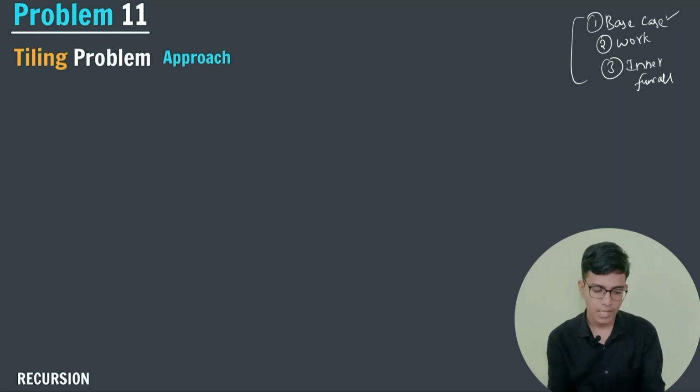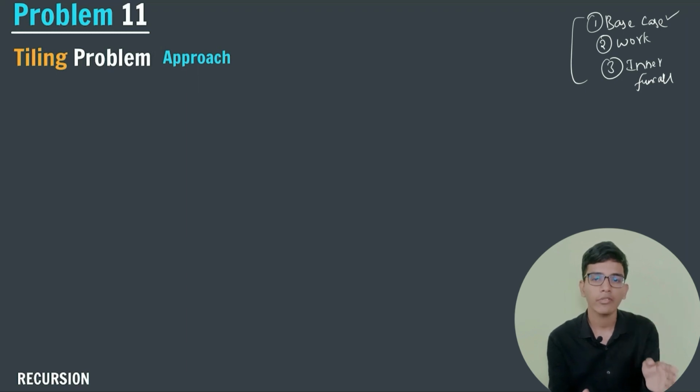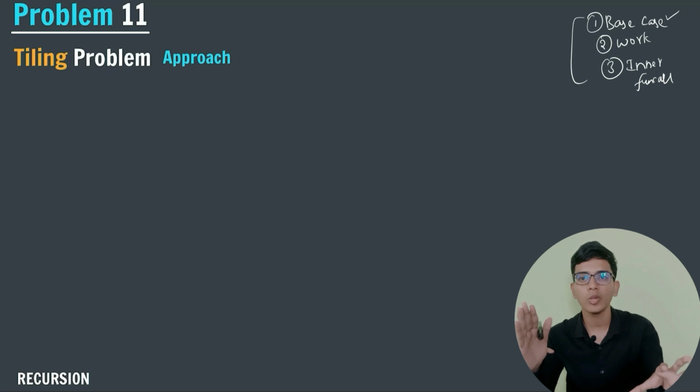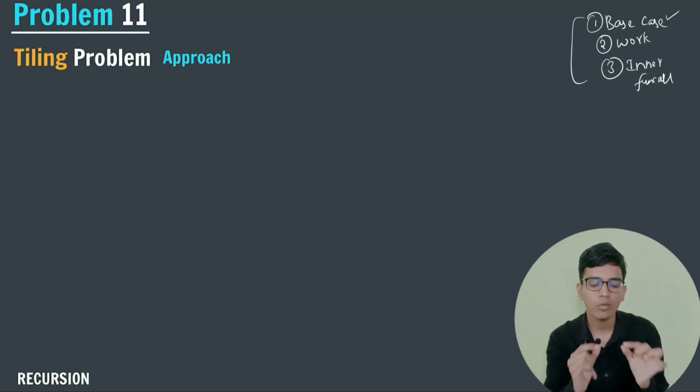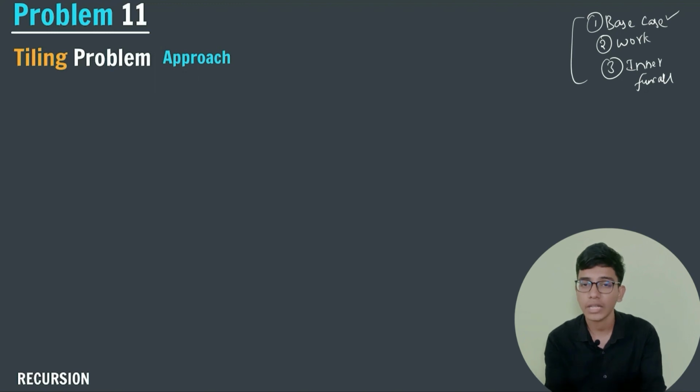In this question, the basic asking is: the user will give us a 2 cross n floor. On top of that we are placing tiles, the dimension of the tiles is 2 cross 1, and we can place tiles either vertically or horizontally or a combination of both, and we need to tell the user the number of ways such that we can put those tiles on top of the given floor.